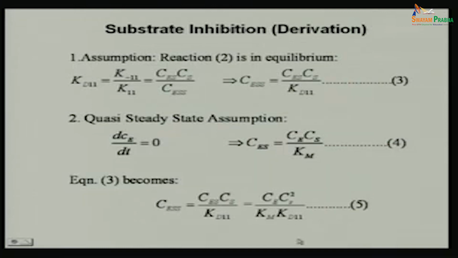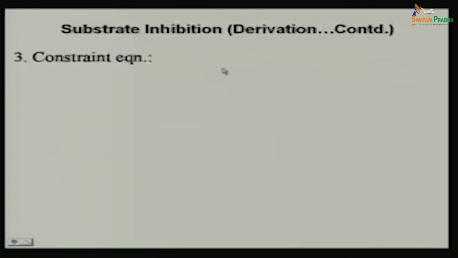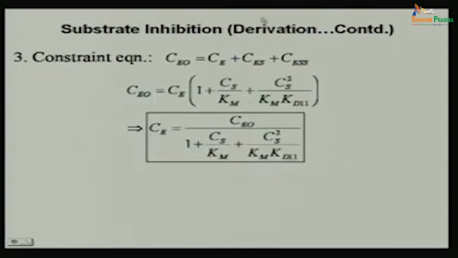So next point would be the constraint equation. So what would be my constraint? C_E plus C_ES plus C_ESS equals C_E0. So the enzyme in the free form and the two complex forms equals C_E0. Okay, so now we can substitute back what we had in the other two equations. Once you substitute back, you get C_E0 equals C_E plus this term, or in other words, C_E equals C_E0 over this term. The denominator contains first order and second order terms of C_S.